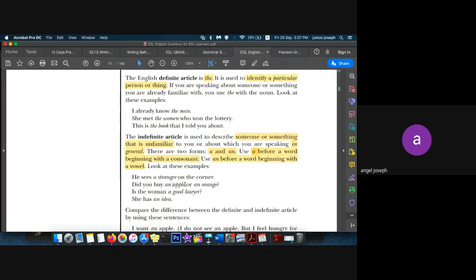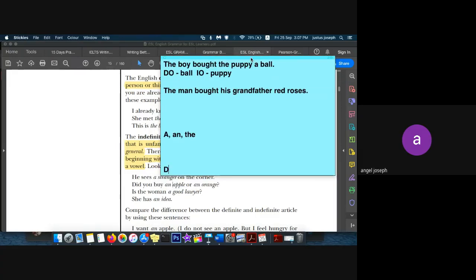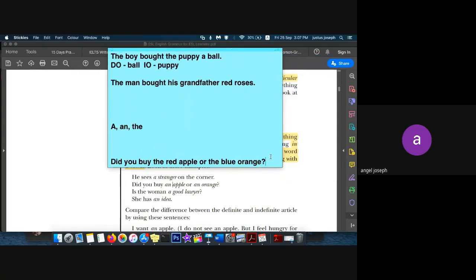Now let me rewrite the sentence and ask you something else. A small deviation from this sentence. Same sentence, but in a different way. Did you buy the red apple or the blue orange? How did I define it? Apple is defined now. By using red. Now it becomes definite. I put it in a box. Did you buy the red apple?